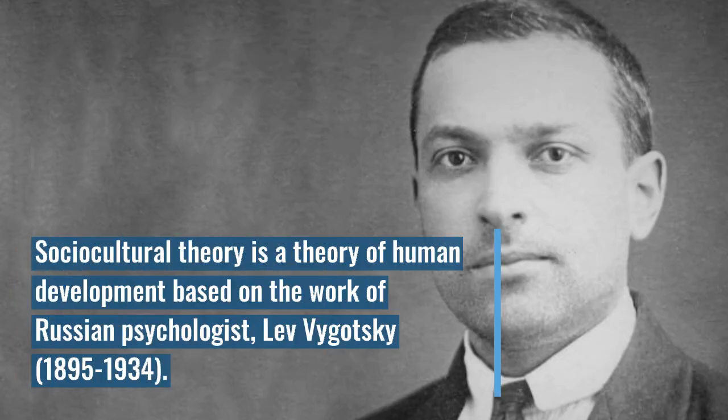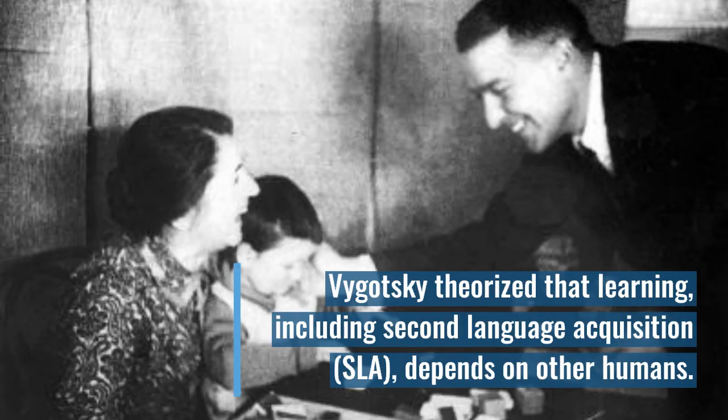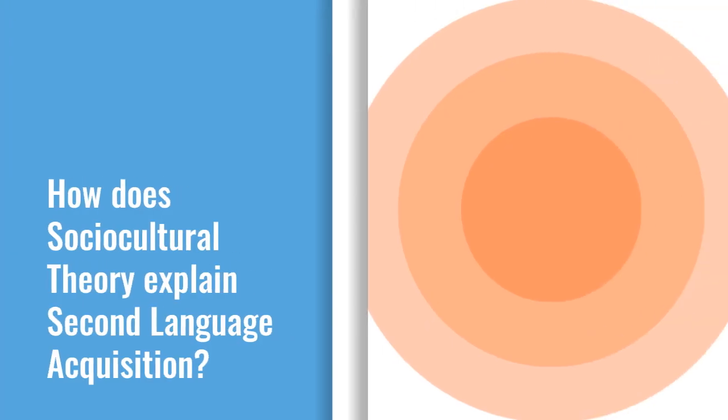Sociocultural theory is a theory of human development based on the work of Russian psychologist Lev Vygotsky. Vygotsky theorized that learning, including second language acquisition, depends on other humans. So how does sociocultural theory explain second language acquisition?